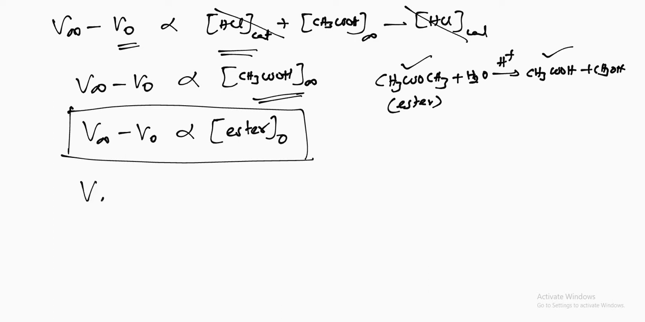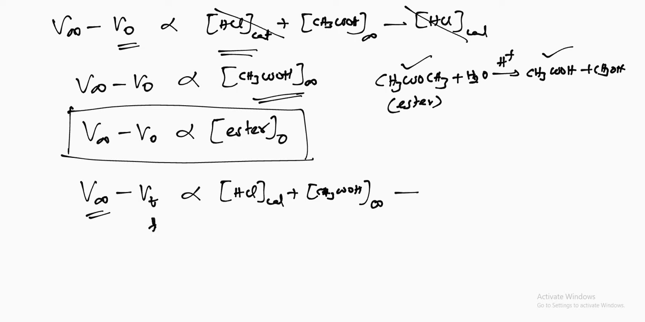Similarly, V infinity minus Vt. What is V infinity? V infinity is nothing but catalyst concentration plus concentration of the acetic acid up to the completion of the reaction, or the final concentration of acetic acid, minus what is Vt? Vt is nothing but at the time t, some volume of sodium hydroxide is consumed, that is due to the concentration of HCl present, which is a catalyst, minus concentration of the acetic acid.